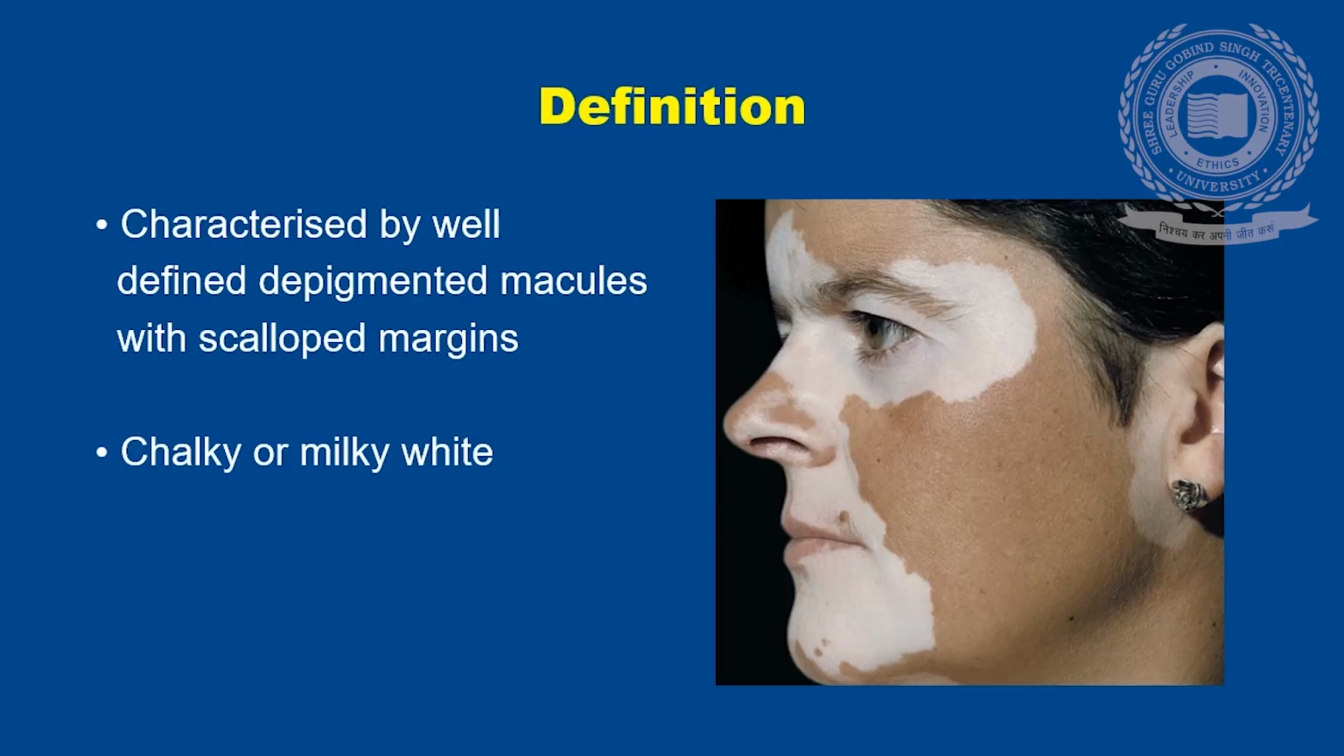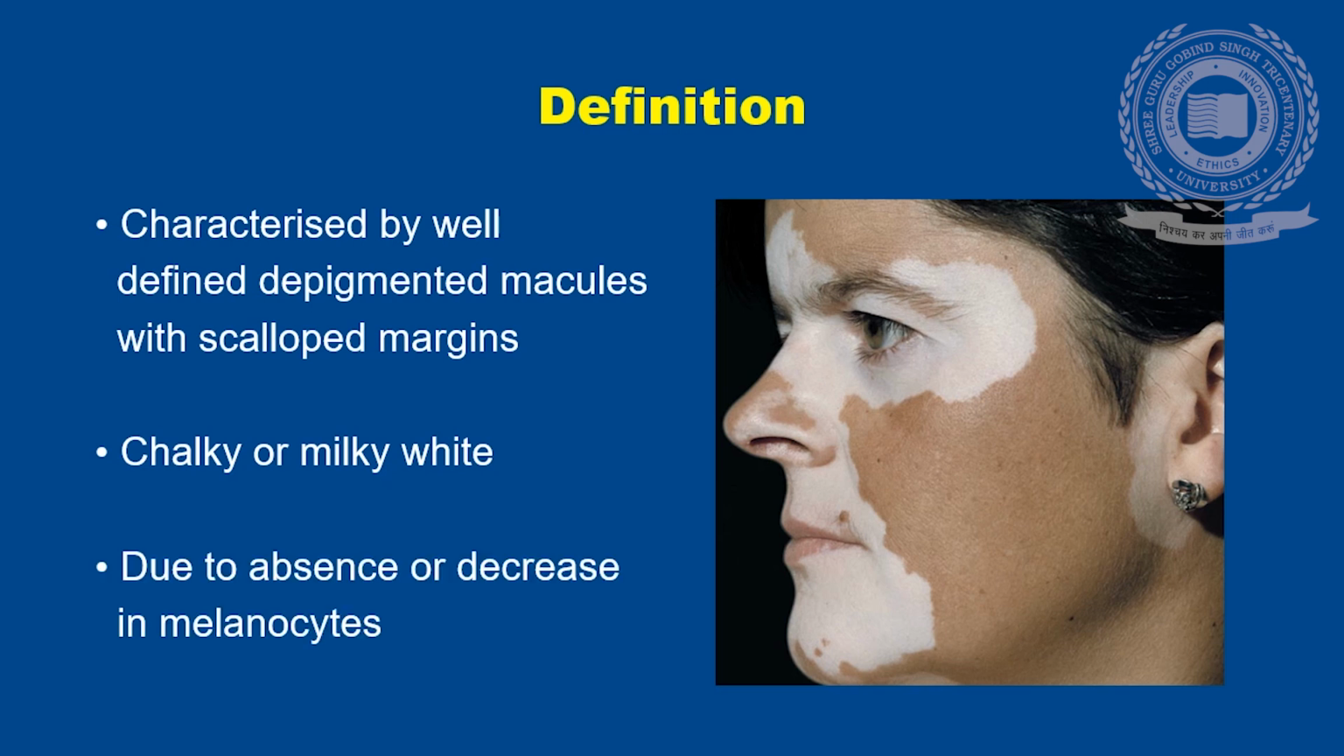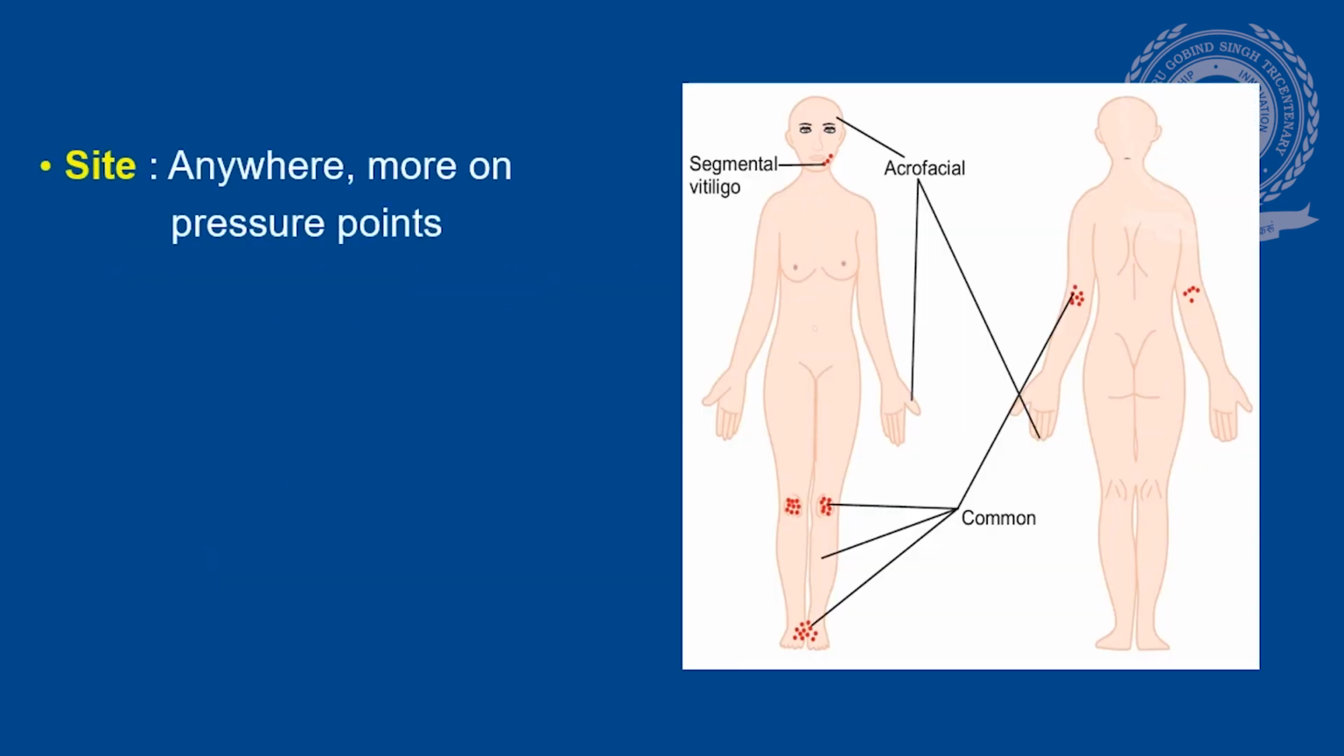Vitiligo is characterized by well-defined depigmented macules with scalloped margins. The lesions of vitiligo are chalky or milky white in color. Vitiligo happens due to the absence or decrease in the number of melanocytes. Vitiligo can happen at any site on the body, but happens more on the pressure points.